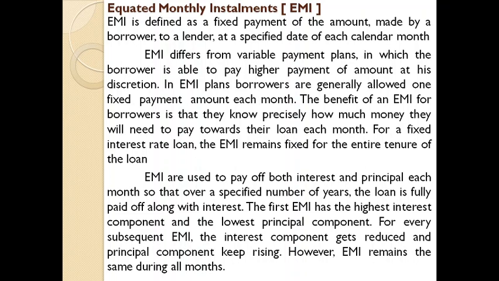The first EMI has the highest interest component and the lowest principal component, because at the beginning the principal amount outstanding is highest. With the passage of time and multiple payments, the principal amount is covered. So for every subsequent EMI, the interest component gets reduced and the principal component keeps rising. However, the EMI remains the same during all months. That is the best advantage as far as a borrower is concerned. So this is how an equated monthly installment works.